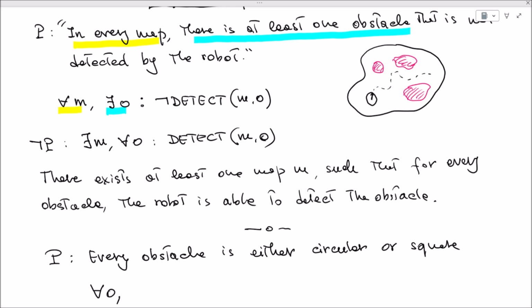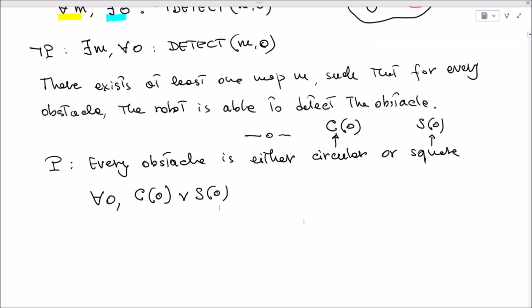For every obstacle O, let's say that we will translate this quality of being circular into a predicate, which I'm going to call C of O, because in fact this is a predicate with parameter O, which is the obstacle, and this predicate of being square as a predicate S of O. So we can say that P can be expressed formally as, for every possible O, it must be C of O or S of O, which is to say that obstacle must belong to one of these two classes, circular or square obstacles. And now we proceed with the negation of P.